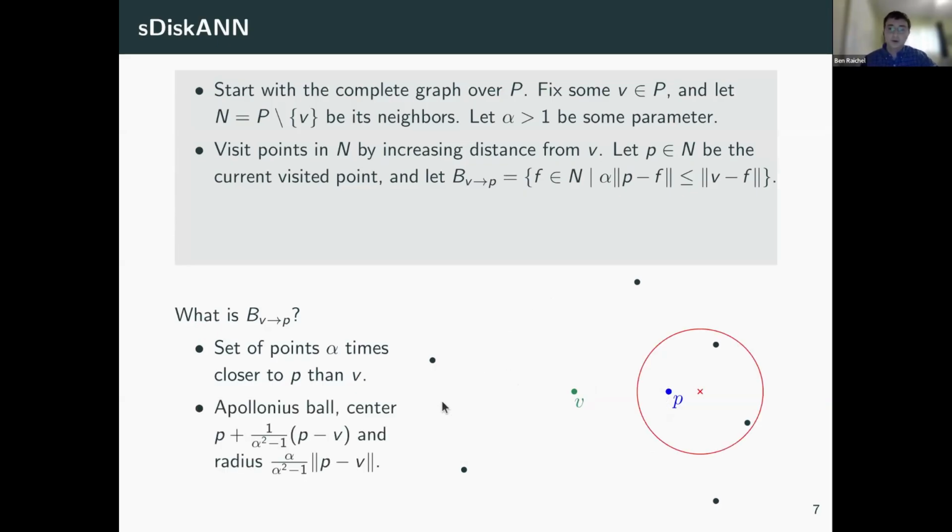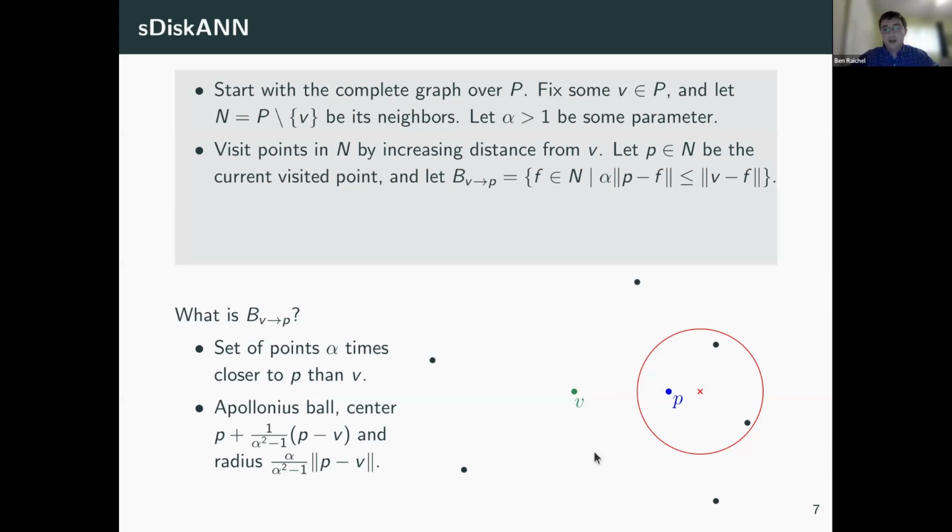So what is that geometrically? Geometrically, that's a ball. If you haven't seen this before, this relates to multiplicative Voronoi diagrams. This is known as the Apollonius ball. It's a ball with center P plus 1 over (alpha squared minus 1) times the vector (P minus V), and radius alpha over (alpha squared minus 1) times the distance between P and V. Its radius and position depend on alpha. As you increase alpha, the center drifts more towards P, and the radius of the ball collapses. Good, so this is the set.